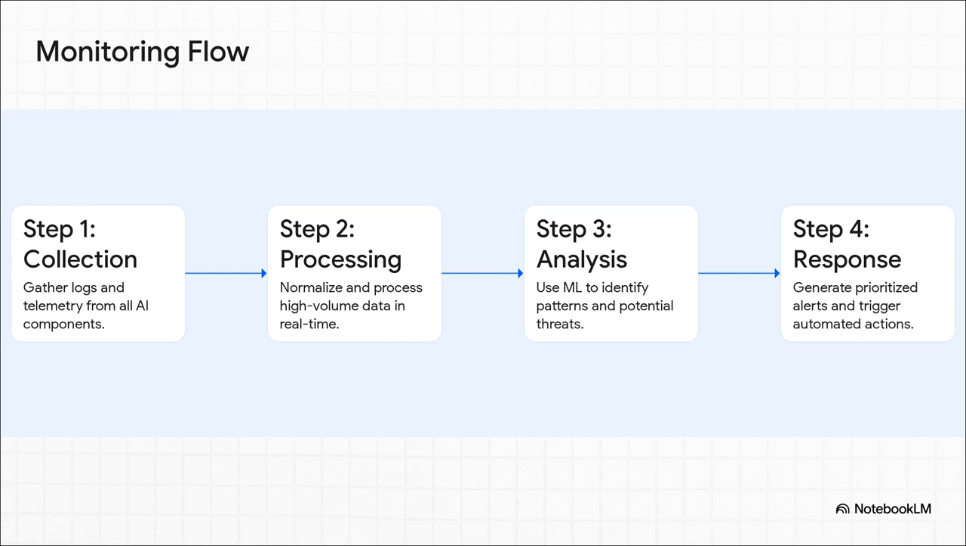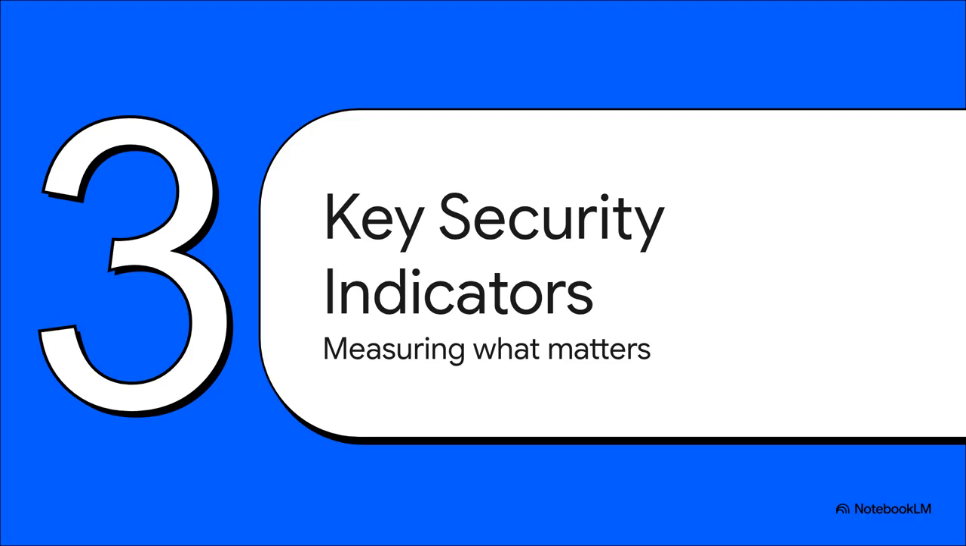Then you have to process that massive flood of data, cleaning it up and getting it ready in real time. Now, step 3 is where the real magic happens. You use analytics, often machine learning itself, to find patterns that just don't look right. And finally, step 4, you fire off smart, prioritized alerts and can even kick off automated responses to deal with a threat.